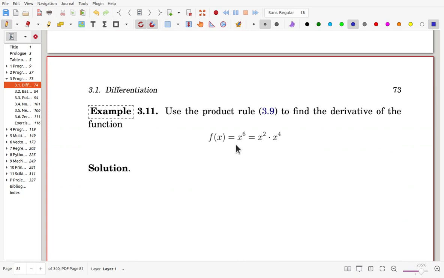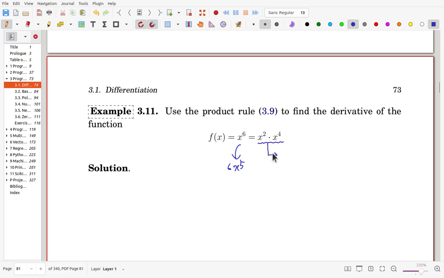Now we'll try to check the product rule. Okay. If you try to get the derivative for x to the 6 directly, then from this one we have now 6 times x to the 5. Now x to the 6 can be written as x squared times x to the 4. Now two functions are multiplied, so by using the product rule we may try to get the derivative.